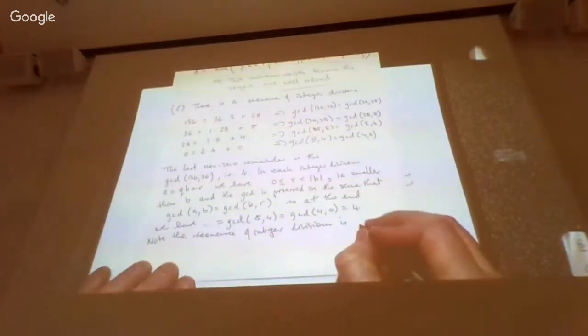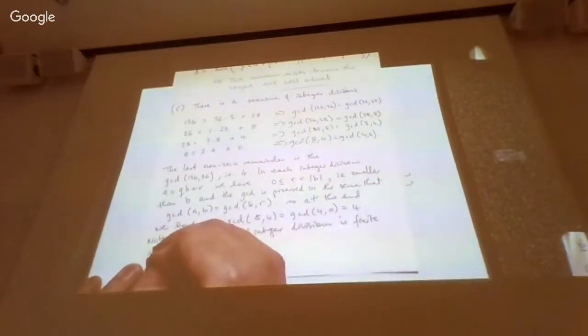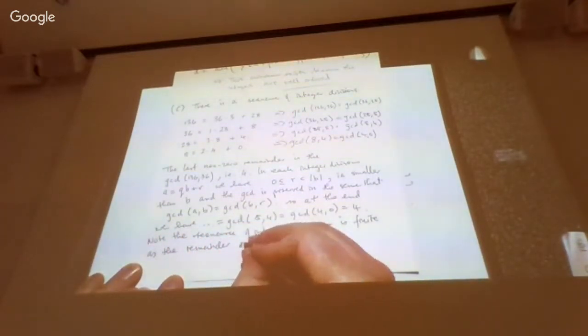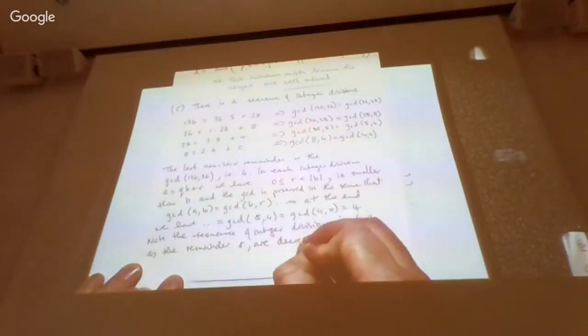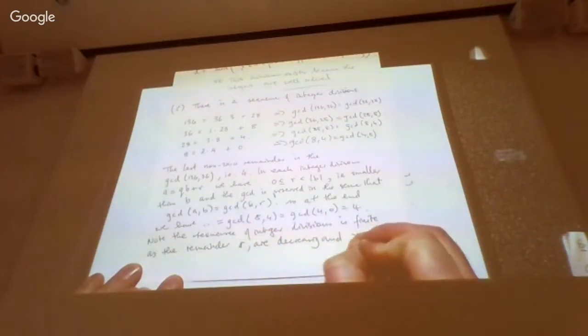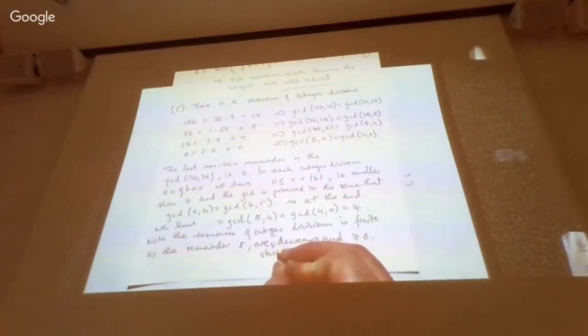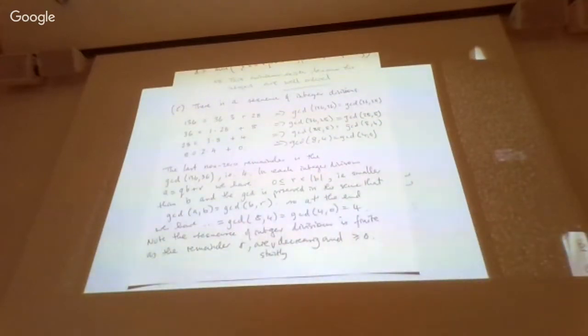So the sequence of integer divisions is finite as the remainders are decreasing and greater than or equal to 0. Again, this is the well-ordered property, I think. A sequence of strictly decreasing integers, if they're all non-negative, must eventually crash into 0.